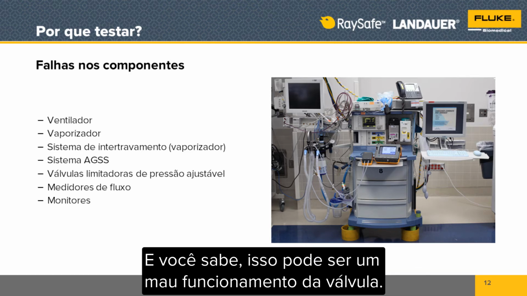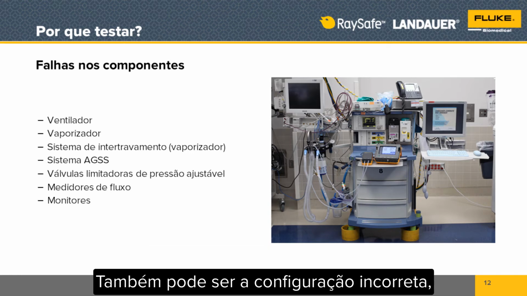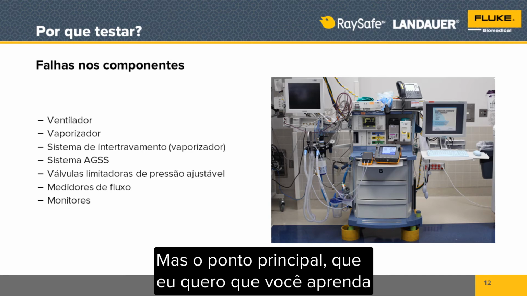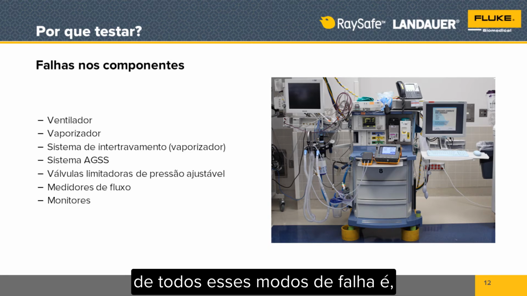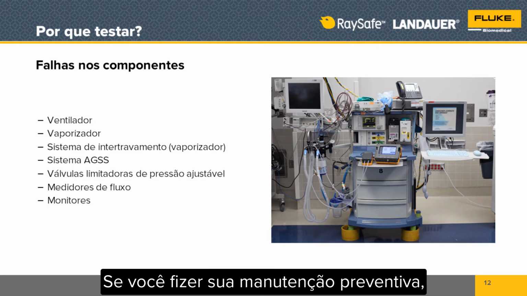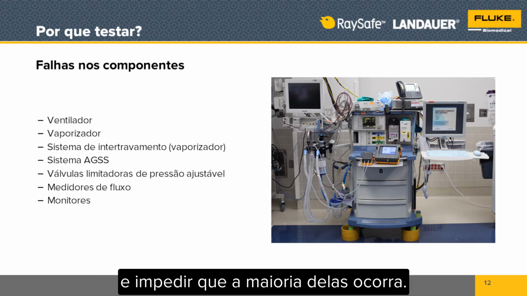And that could be a valve malfunction. It could be a spillage of inhalational agent into the breathing circuit. Could also be the wrong dial setting, as we saw in the case study. But the main point that I want you to take away from all these failure modes is they're mostly preventable, right? If you do a pre-administration check, if you do your preventive maintenance, you can catch these failures and prevent most of them from ever occurring.